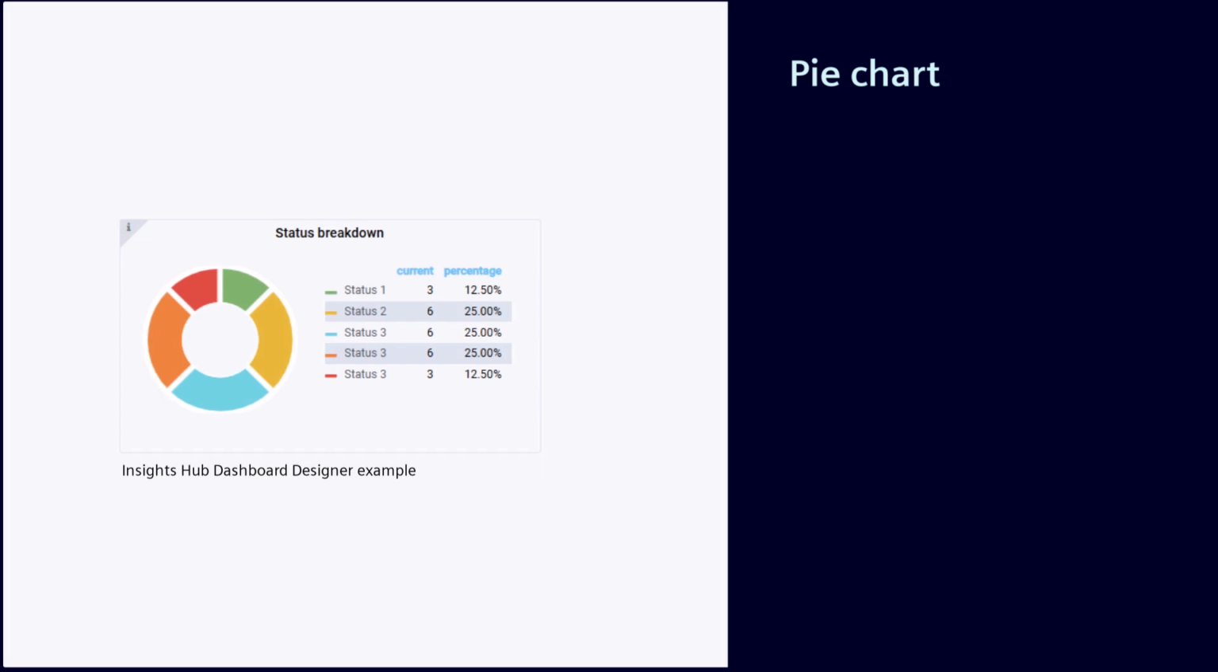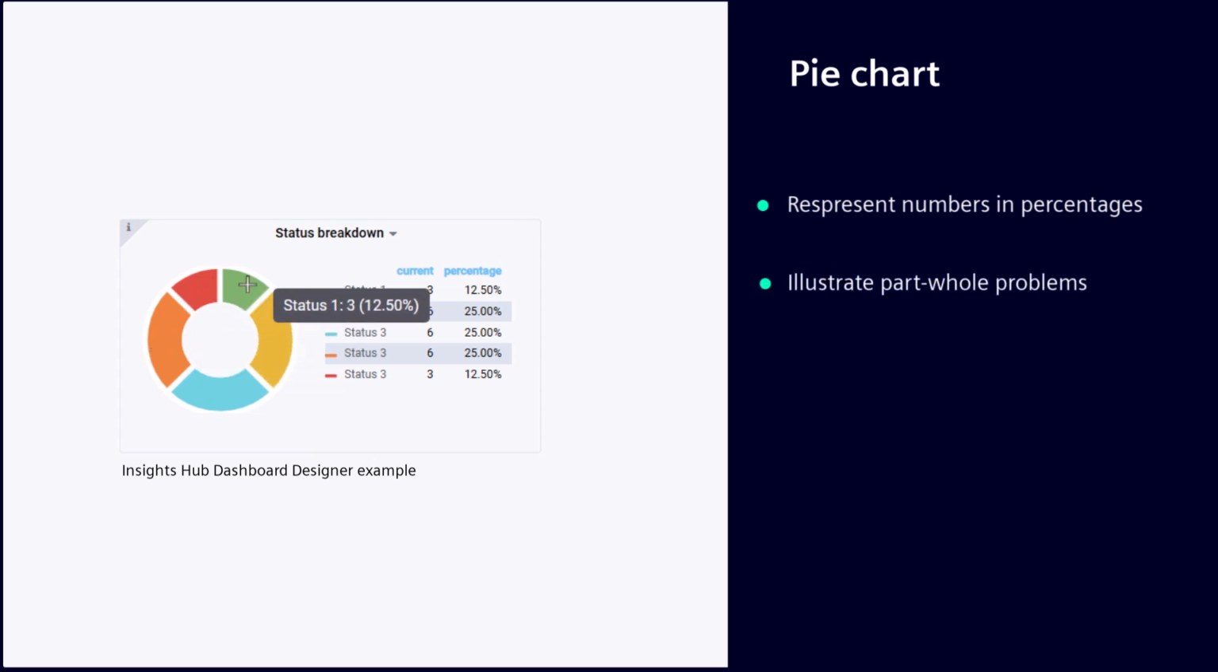Pie charts highlight data and statistics in pie slice format. This chart type represents numbers in percentages. The total sum of all pies should be 100%. Pie charts are often used to illustrate part-whole problems. In addition, the use of this type of diagram is also a popular way to highlight the smallest or largest element in a data set.